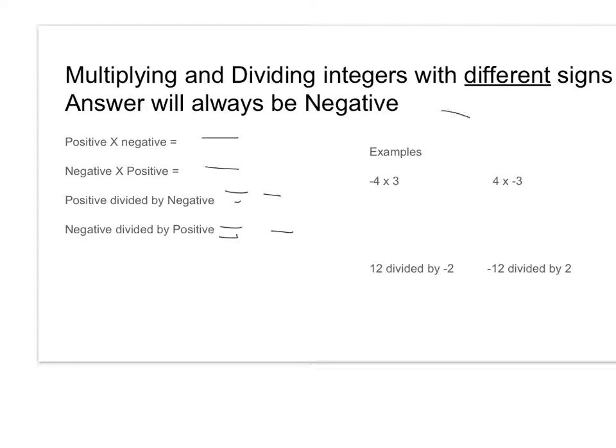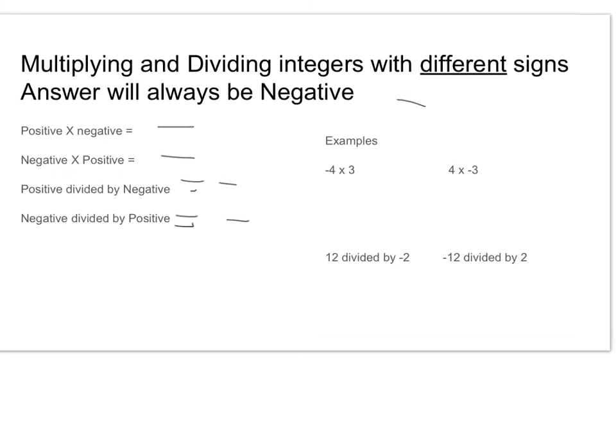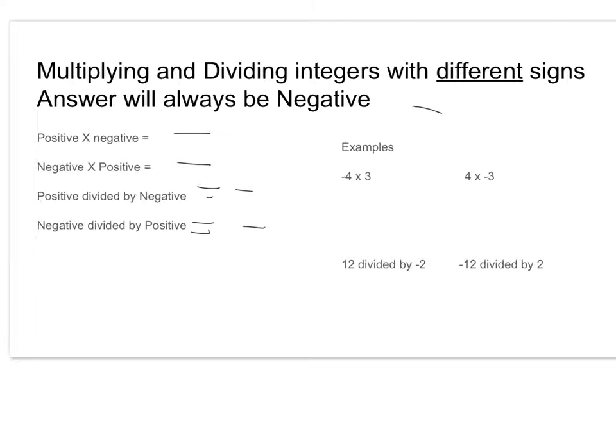So, we have negative 4 times 3. Don't worry about the sign until the end. We have 4 times 3 is 12. As our rule up top says, we have different signs, so your answer will be a negative 12. Or if you take it the other way, 4 times a negative 3, again, don't worry about the sign until the end. So we have 4 times 3 is 12, and we have a positive and a negative, so they're different signs. Your answer is going to be negative.